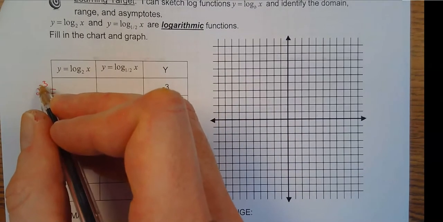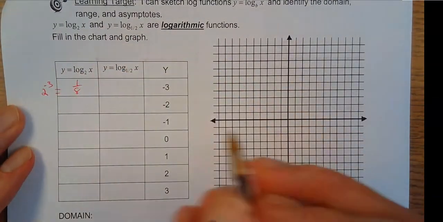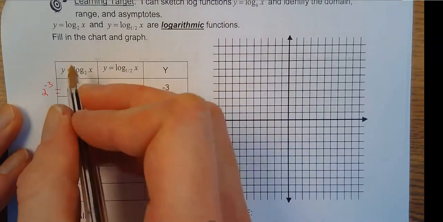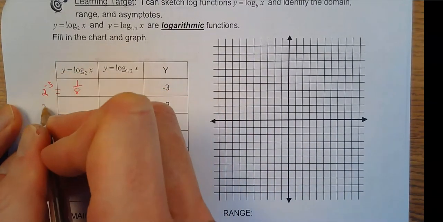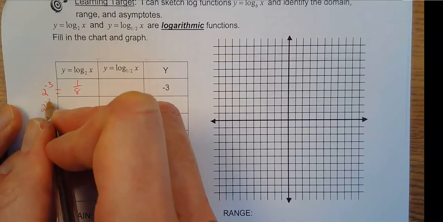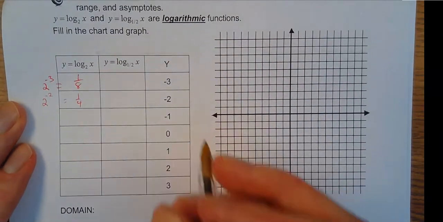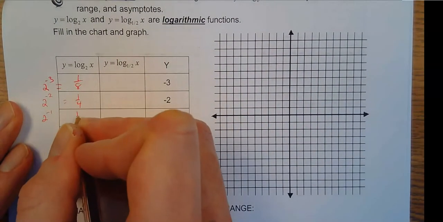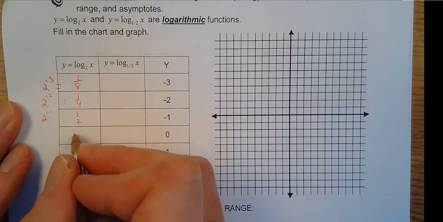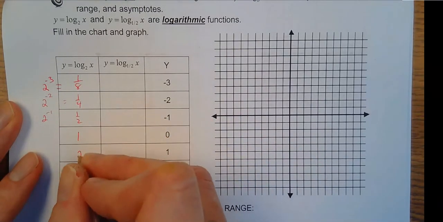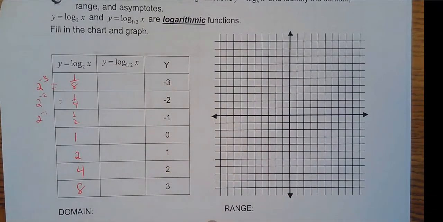So 2 to the -3, remember negative means flip it over, so it's actually 1 over 2 to the third, which is 1/8. If I plug in -2 for y, 2 to the -2 is 1 over 2 squared, so 1/4, and so on. Plug in -1, 2 to the -1 is 1/2. 2 to the 0 is 1, 2 to the 1 is 2, 2 squared is 4, and 2 to the third is 8. So let's plot that.